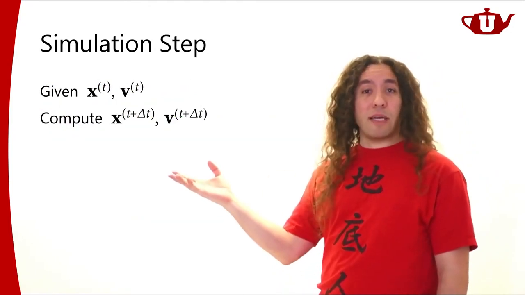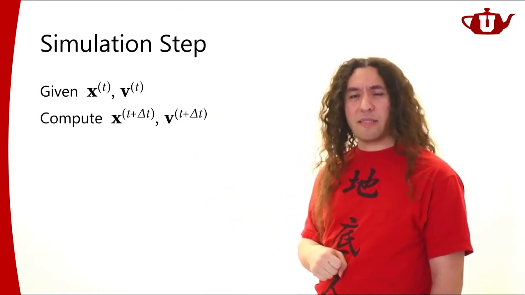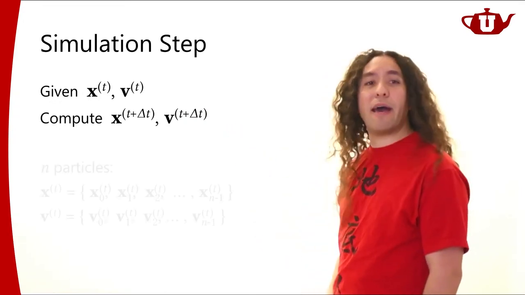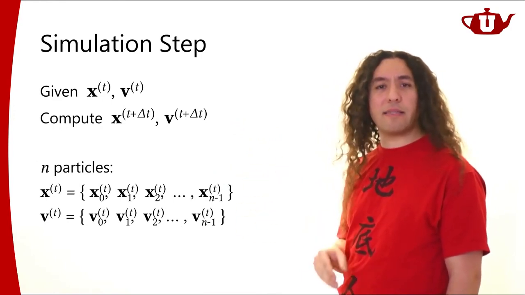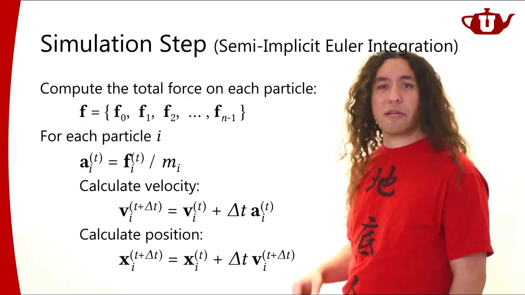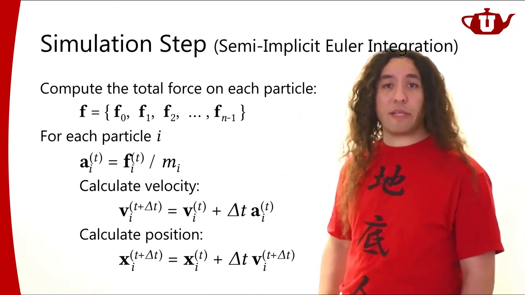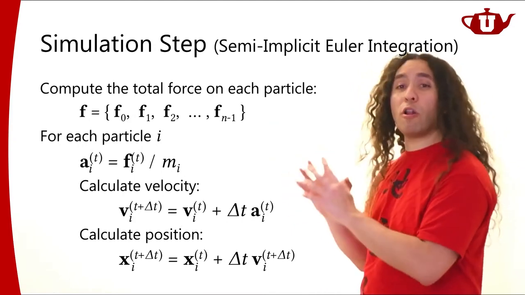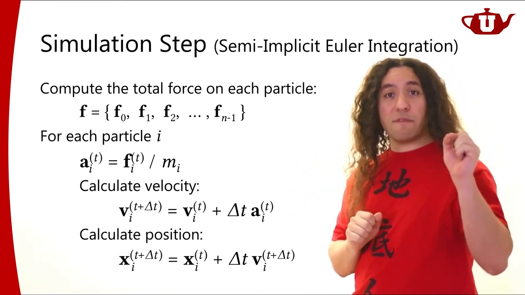So this is what we talked about, simulation step. I've shown you this slide before. So we were given the state at the beginning of the time step. We're going to compute the state at the end of the time step. And when I have n particles, this is going to be what's given as the state, and I'm going to be computing the next state. With semi-implicit Euler integration, for example, let's take a look at that. First, we're going to start with computing the total force on each particle. Now this is important. You need to first know all of the forces, the total force applied on each particle. You cannot consider the forces one by one.